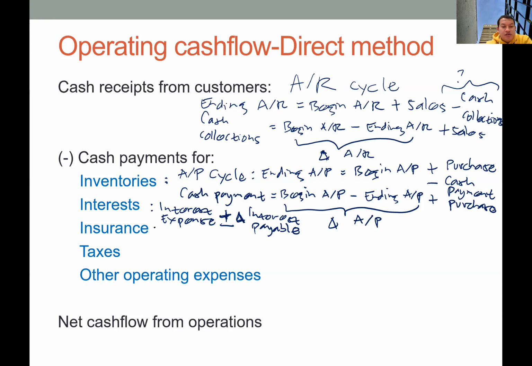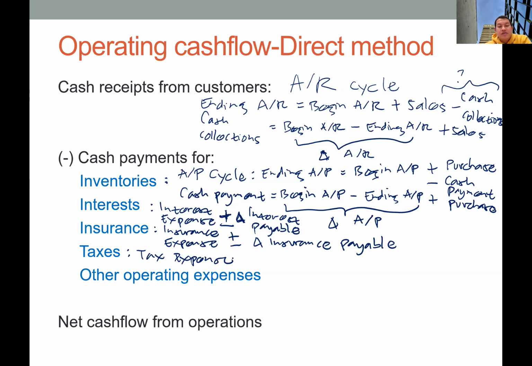Okay, same logic for insurance and tax. So for insurance expense, we simply add the insurance expense in the income statement, plus or minus the changes of insurance payable in the balance sheet. And for tax, we add the tax expense in the profit and loss, plus or minus changes of tax payable in the balance sheet.